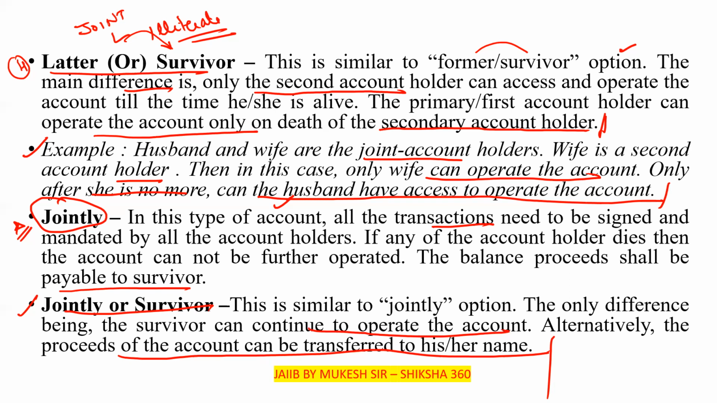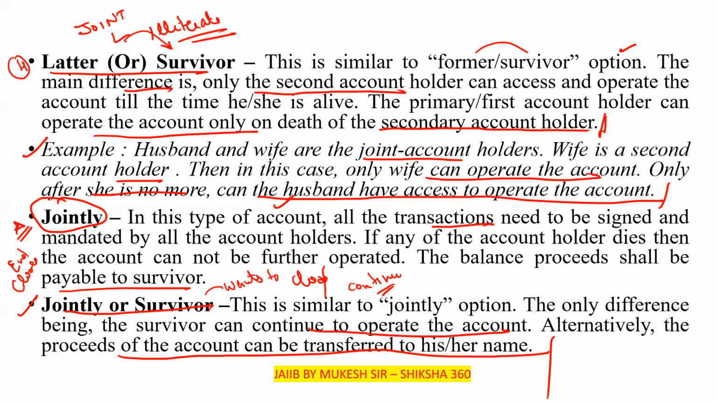Please remember that in the jointly, the account cannot be operated further. That is the end. On the death of one of the persons, the end result is the account is to be closed. Here it depends on whether the survivor wants to close or wants to continue. So it depends upon the survivor. This is the main difference between jointly and jointly or survivor.